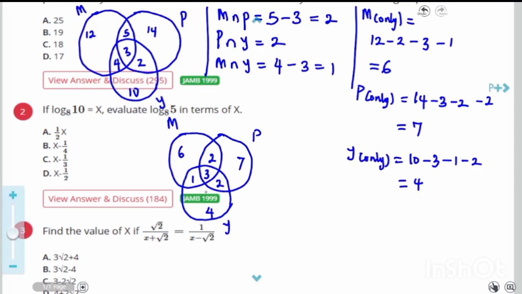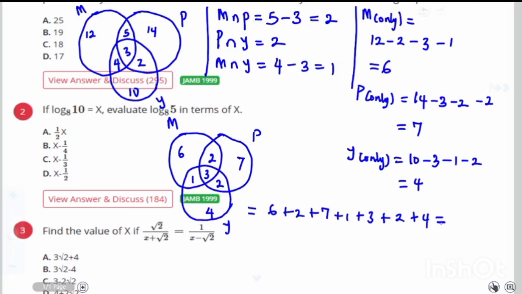All we have to do in order to find the total number of persons that were in the market is by adding each and every one of the values. So 6 plus 2 plus 7 plus 1 plus 3 plus 2 plus 4. And if I'm correct, that would give you 25. All right. And in the options, we have A to be the answer.